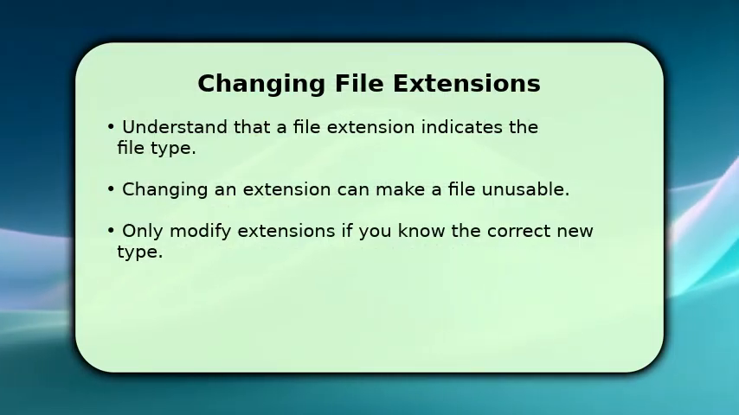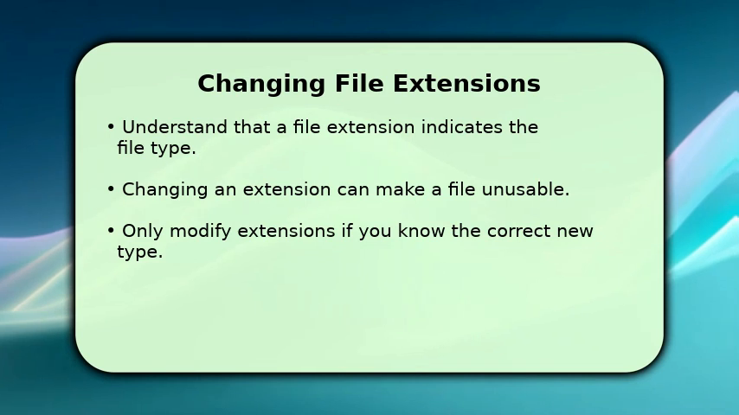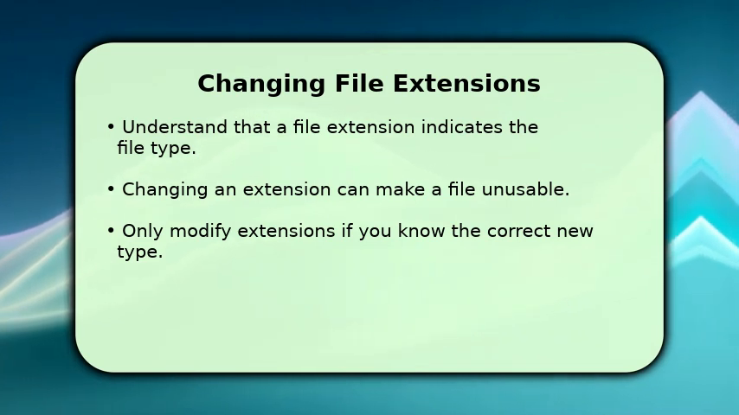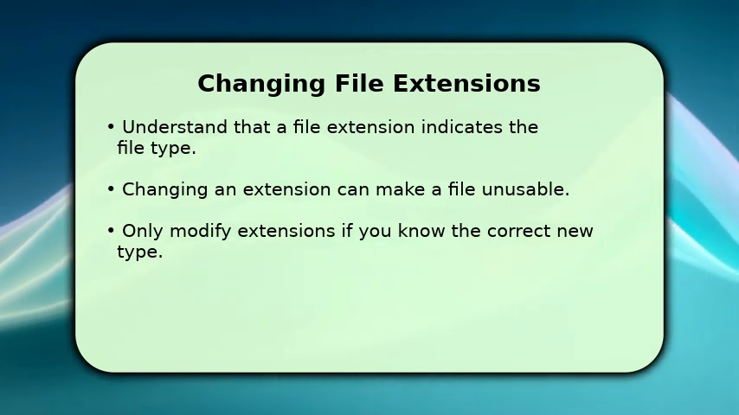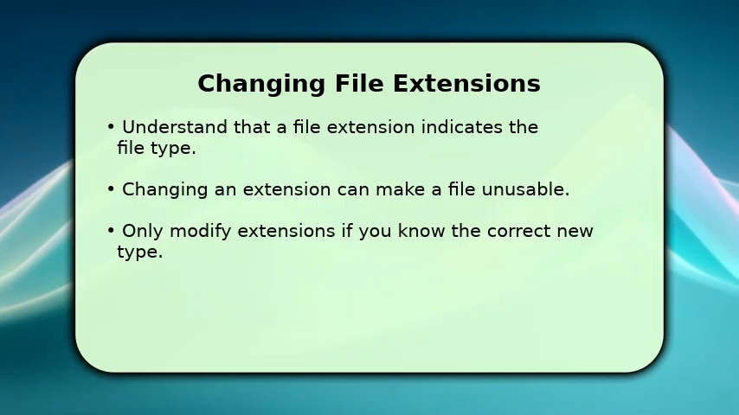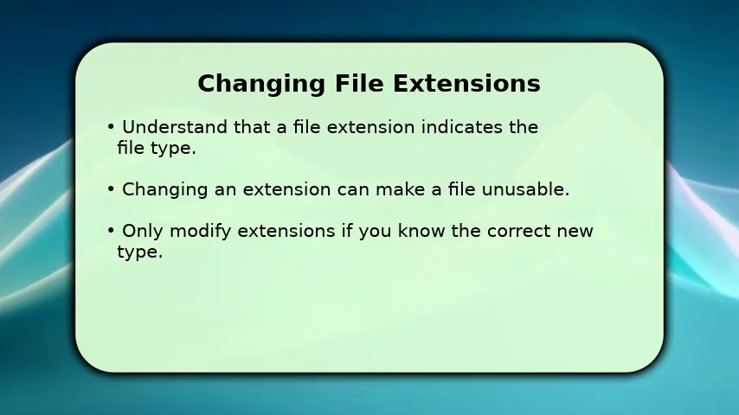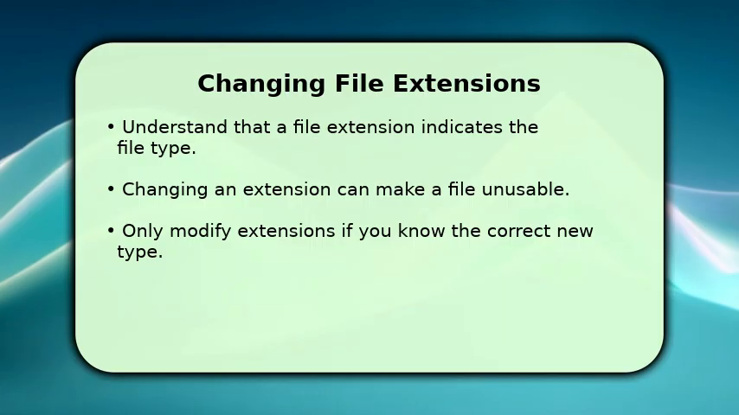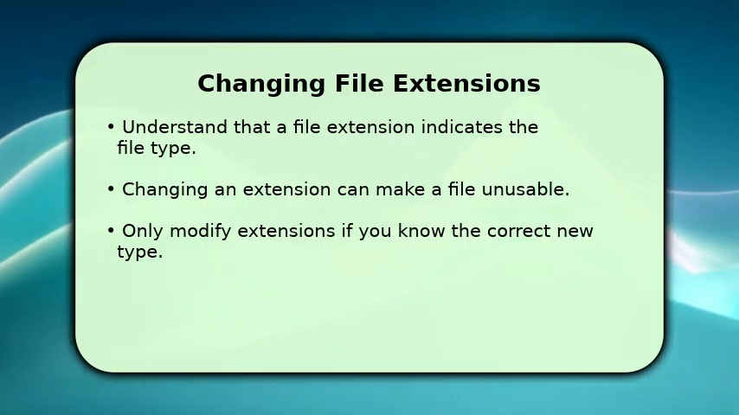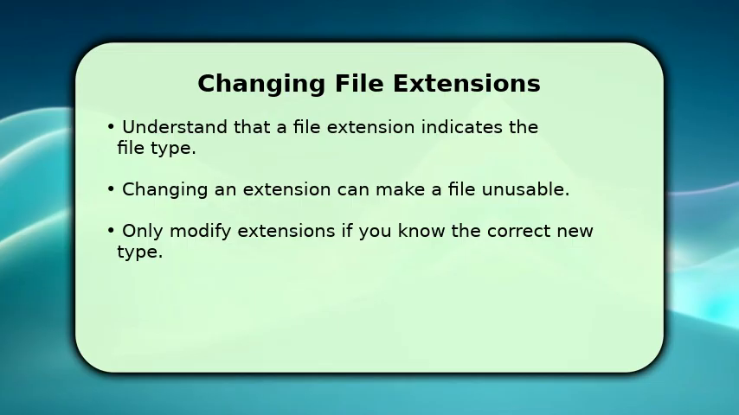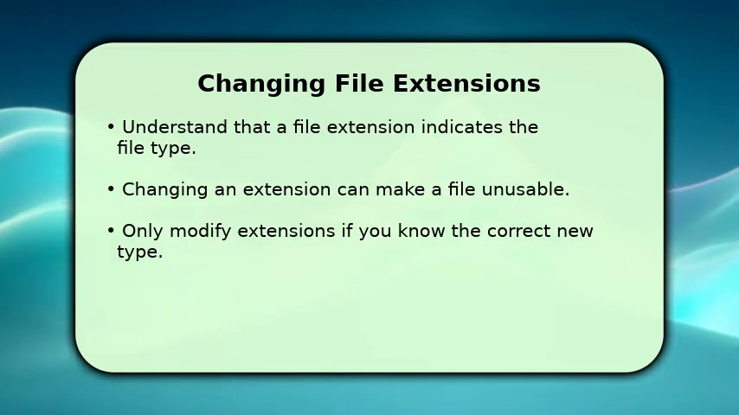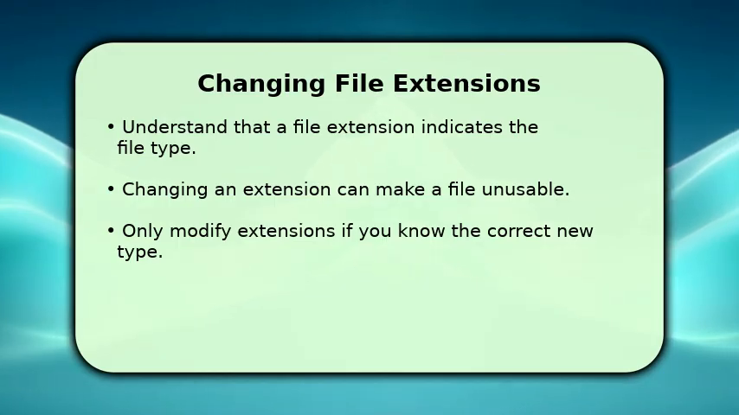Sometimes you might see a period and a few letters after a file name, like .docx or .JPG. This is called the file extension, and it tells your computer what kind of file it is. Be very careful when changing this part, as altering it incorrectly can make the file unopenable or corrupt. Only change an extension if you are absolutely certain of the new, correct file type. You may need to enable viewing file extensions in your folder options first.